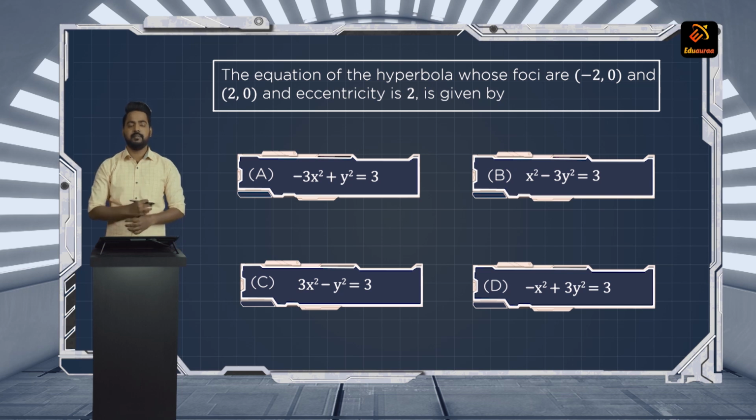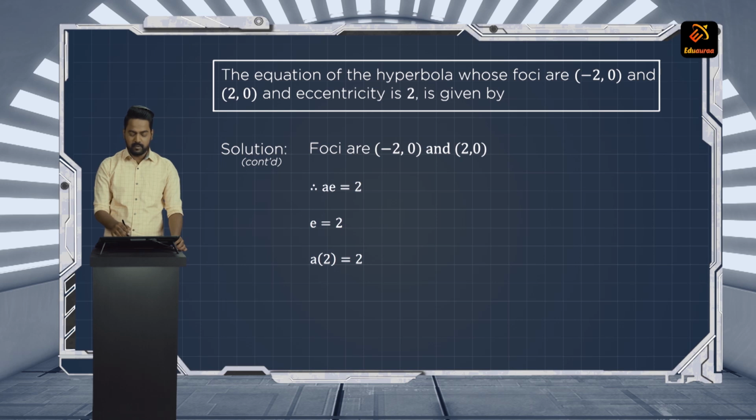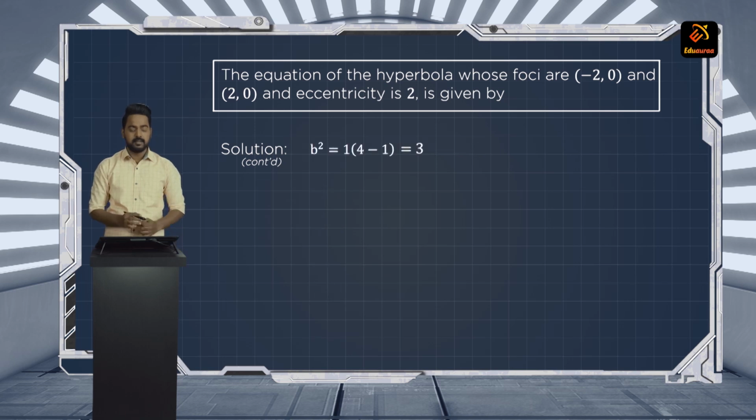This question came in JEE 2011. Now the foci are (-2, 0) and (2, 0), which means ae equals 2, and the eccentricity is equal to 2, which means a into 2 is equal to 2, that means a equals 1. And I know the value of b square is a square into e square minus 1. So b square, the value of a square is 1, into the value of e, which is 2. So it is 4 minus 1, which will be equal to 3.